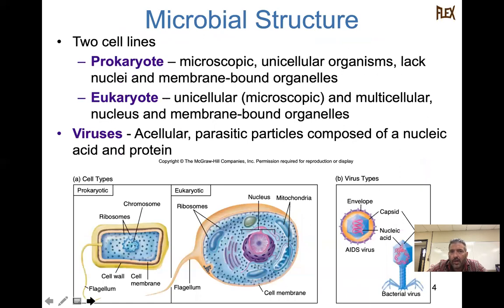All right, so prokaryotes are microscopic unicellular, meaning one-celled, organisms. These lack nuclei and they lack membrane-bound organelles. So if you're in lab and they ask you, if you're looking at bacteria, did you see any membrane-bound organelles? And if you say yes, I did, well, whatever you saw on the slide was not a membrane-bound organelle. An organelle means little organ, and only eukaryotes have these organelles.